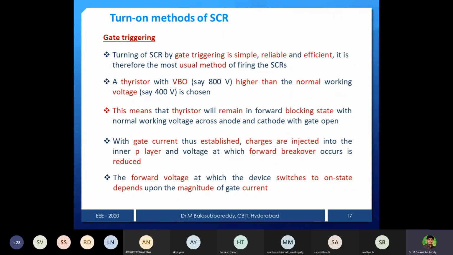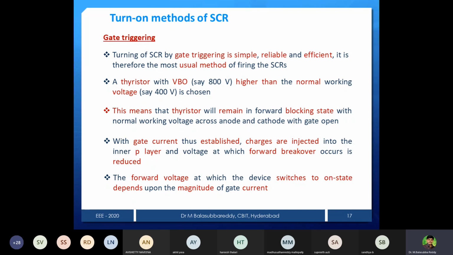There is IG1, IG2, IG3 and so on. IG0 is without applying gate current. IG1 is some gate current we applied, then the breakover voltage drops down. If we further increase to IG2, increasing the gate current, the breakover voltage drops down again. If we keep on increasing the gate current, more electrons reach the junction J2, and it breaks down in less time, that is, at less voltage across anode and cathode.